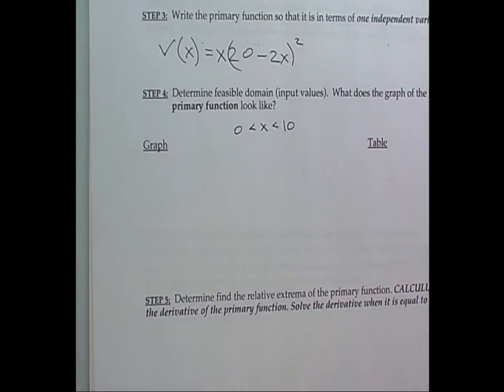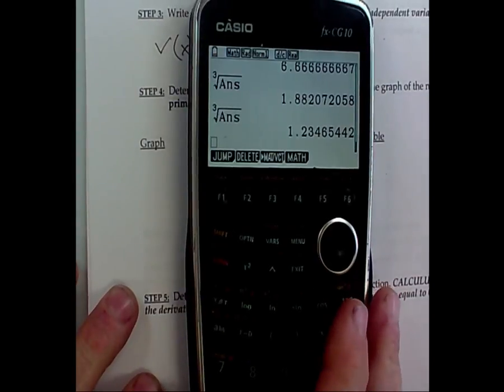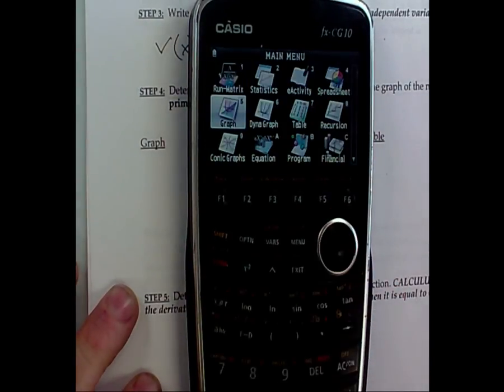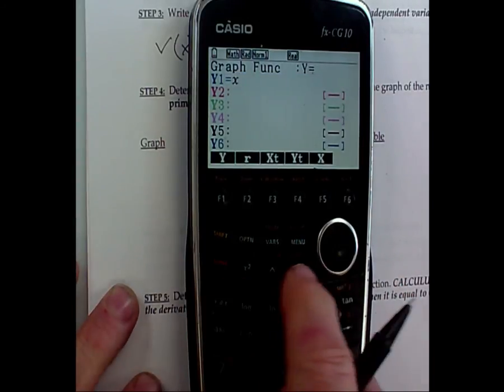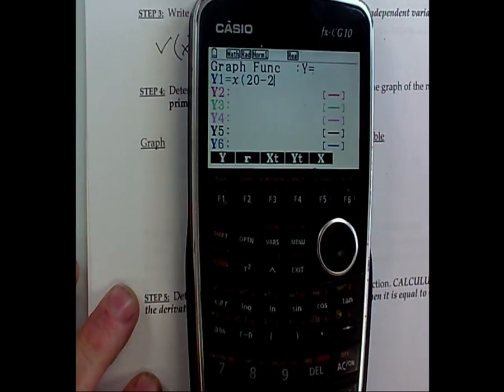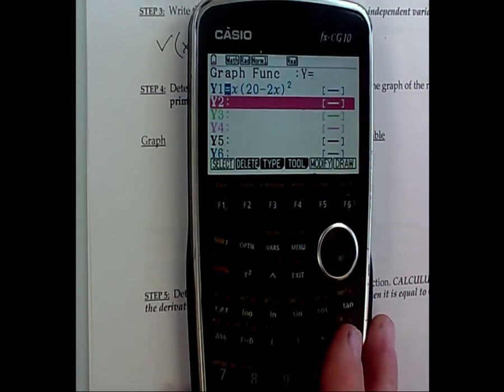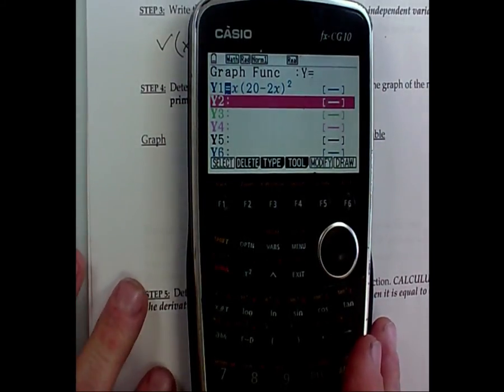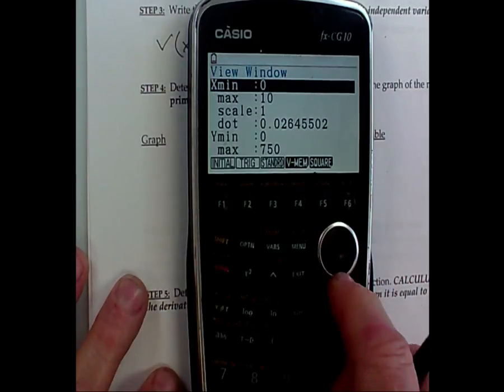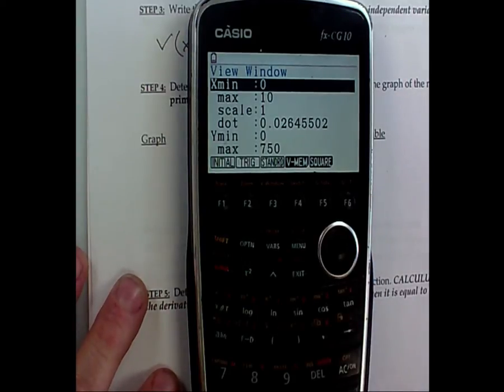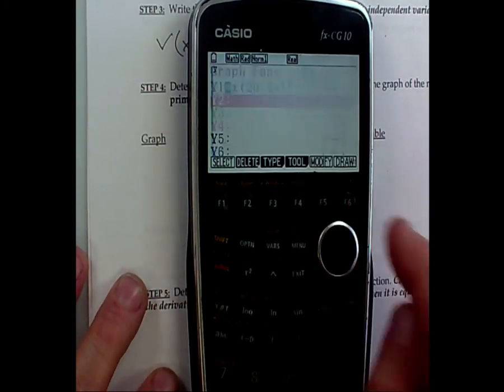Okay, so what I'm going to do is graph this. Get your calculators out, everybody, because you're going to need them today. So Ryan said x times 20 minus 2x squared, correct? I like this calculator because you can see it. Then I'm going to go to the window, and I'm going to go from 0 to 10, and I'm going to go about 750. I'm guessing. Sure enough, that works.